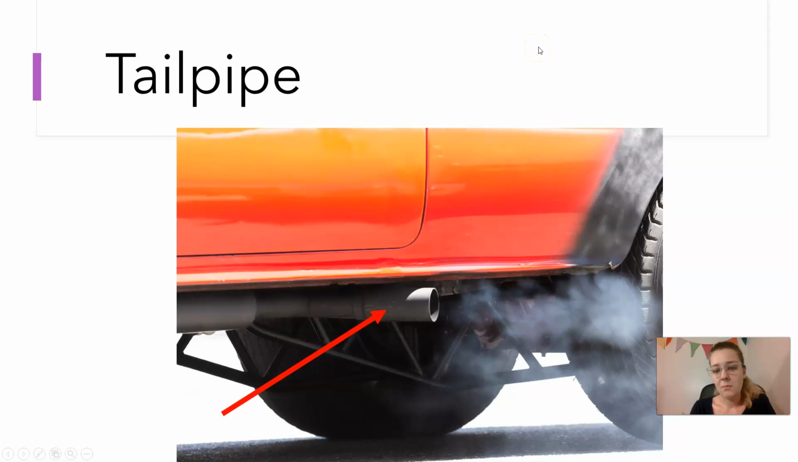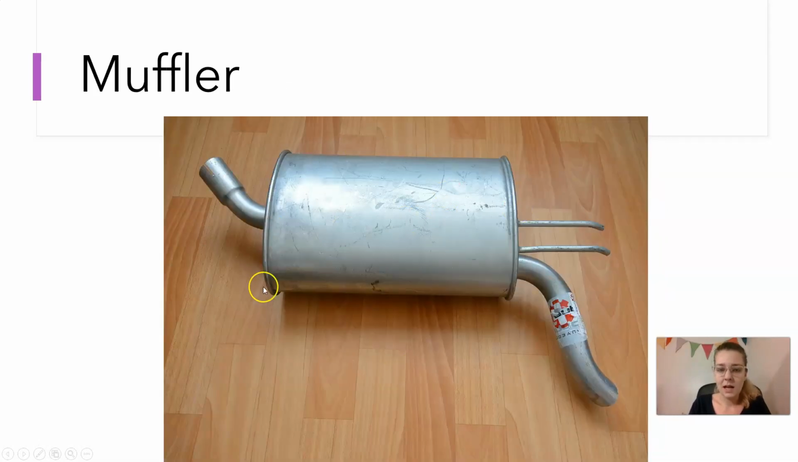Next we have tailpipe. They're usually at the back and it's where the smoke and gas come out. This is the tailpipe here. Next we have muffler. I think a muffler makes a car quieter, perhaps, a good muffler, but a muffler is a part of a car.